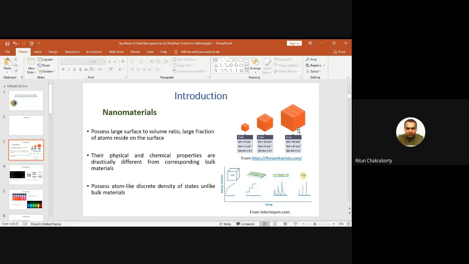The largest one is 3 centimeters on each side, the middle one is 2 centimeters on each side, and the smallest one is 1 centimeter on each side, right? Now if you calculate the surface to volume ratio for each individual cube, you will find that the smallest one has the largest surface to volume ratio, which is 6.